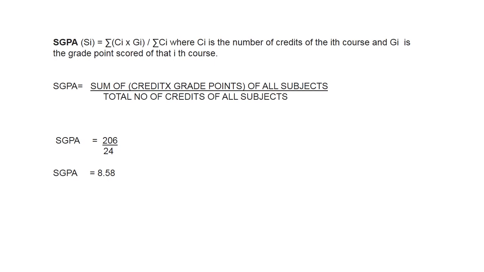The sum of the credits into grade points of all the subjects is how much? 206. The total number of credits of all the subjects is 24. So 206 by 24 will give 8.58. This is the SGPA of that particular semester.